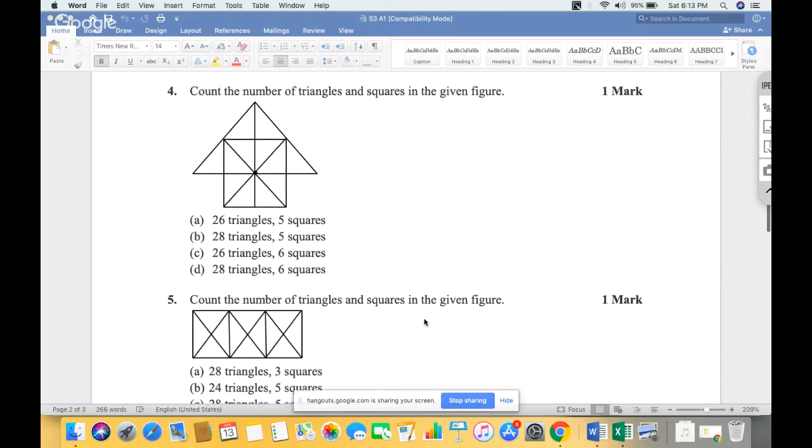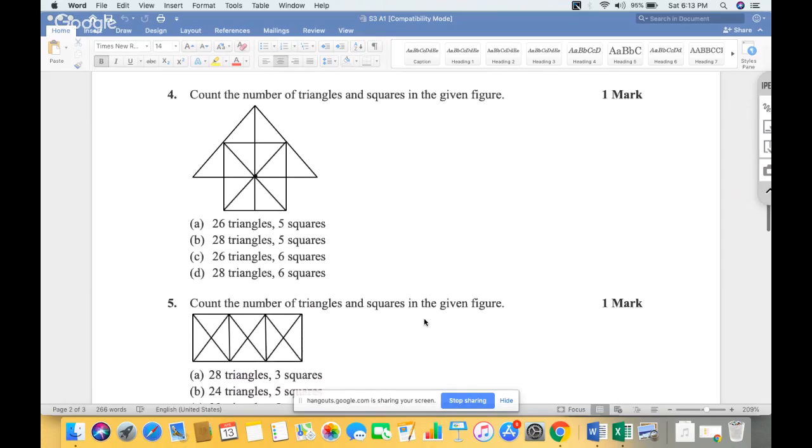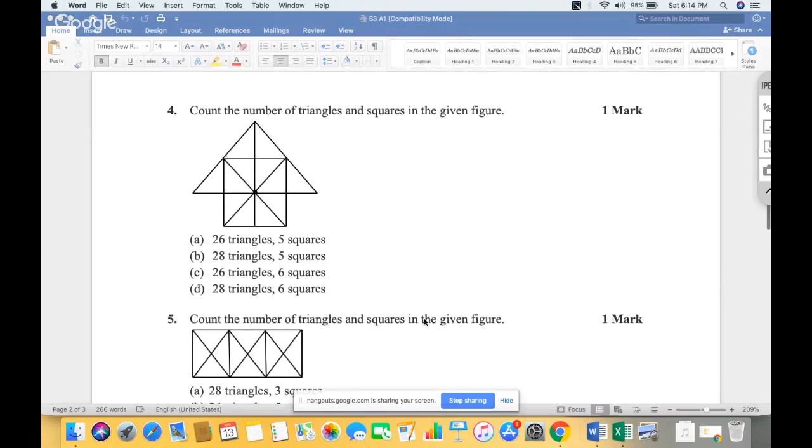Okay, I give you question number 4 without telling anything. Try to solve question number 4 and try to give me the answer for question number 4.